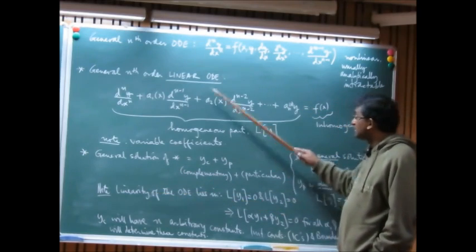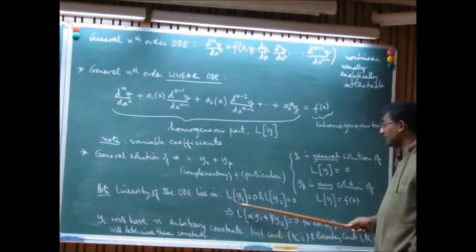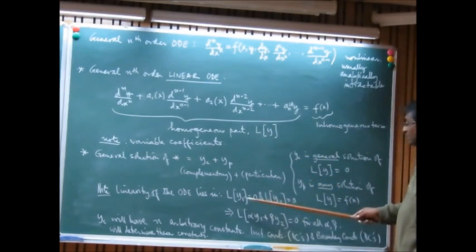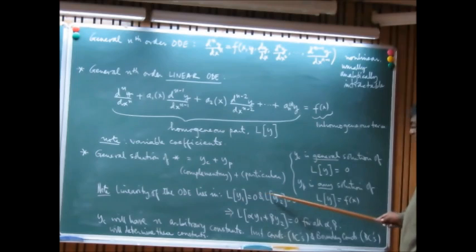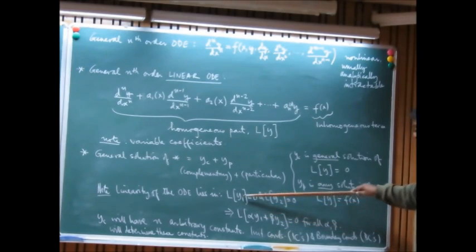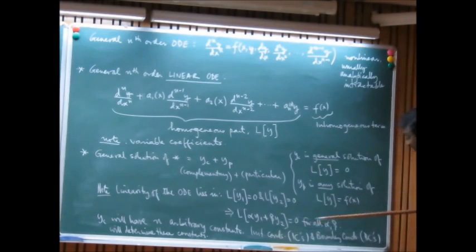The linearity of this ordinary differential equation lies in the fact that L of y is linear. For example, if there are two functions y1 and y2 such that L of y1 and L of y2 are both 0, then L of alpha y1 plus beta y2 is equal to 0 for all alpha and beta. This helps in superposition, it helps in solution methods, and this is the condition by which we say this left hand side is linear.